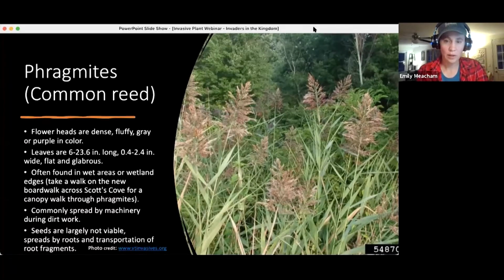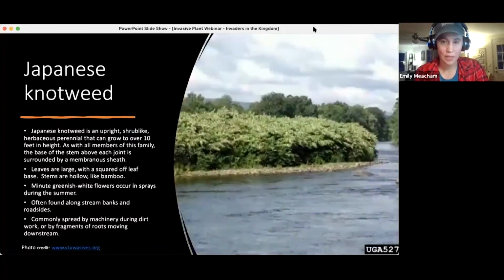So we can switch on to knotweed, which is the last plant I'll mention. So this one is the bamboo-like plant. It has a very big, very hollow stem. It's shrub-like and can grow over 10 feet tall. So if you're driving around and seeing it now, it's going to be really tall at this point in the growing season. It's typically found on roadsides and stream banks, and just like Phragmites, it's often moved through root fragments.